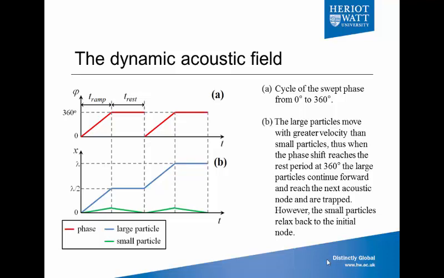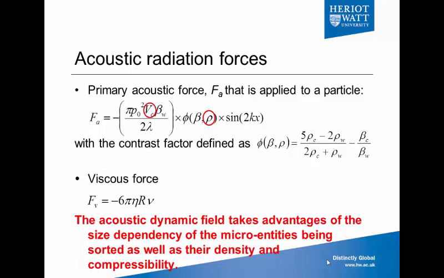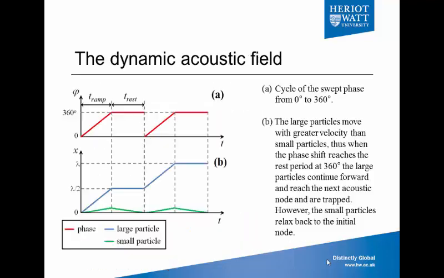So for example, if we have large particles and small particles in a heterogeneous medium, then the large particles will move with the field dynamic, while the smaller ones will just stay at their initial position. So it's just a cycle of this ramping phase and resting phase.